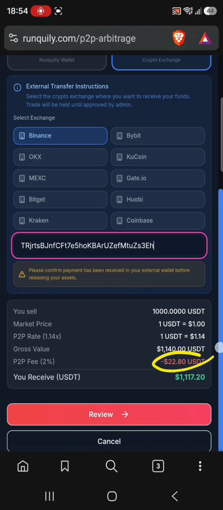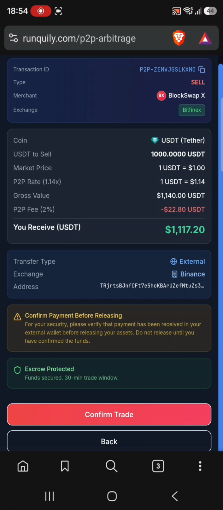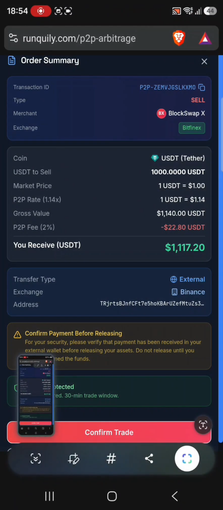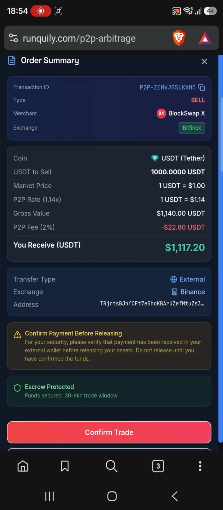So there is a P2P fee, a small one of 22.80. So my payout will be 1,117. So in less than 30 minutes, I'll make 117 USDT in profits. Let me screenshot that. Then confirm payment here. Confirm payment.